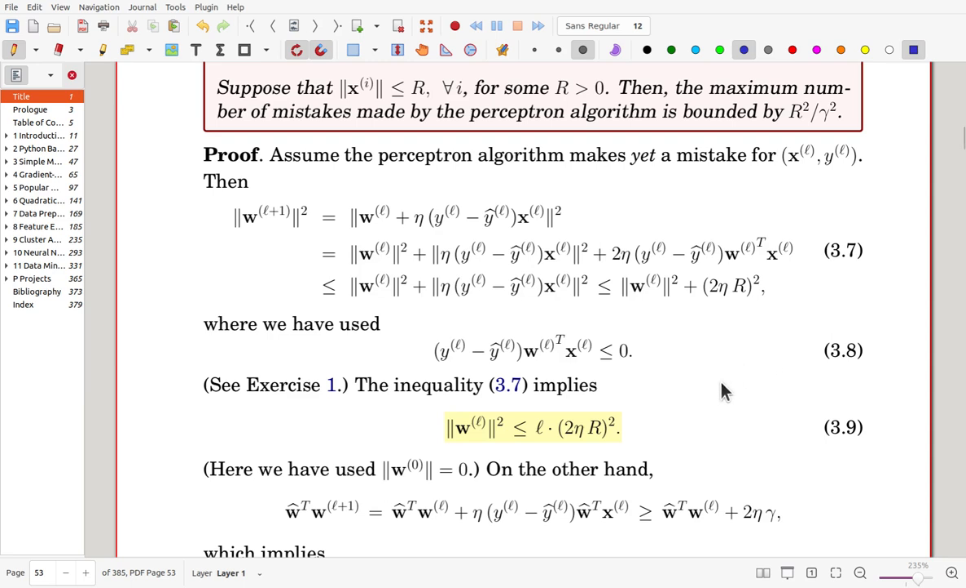Now for that one, this term is always non-positive, because we assume that the prediction is wrong. If the label is 1, then the prediction is minus 1. The reason we are making it minus 1 is that the net input is negative. So 1 minus minus 1, that is 2, times a negative. So this cannot be positive, so in the inequality we can ignore that one.